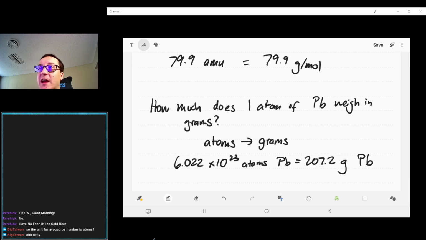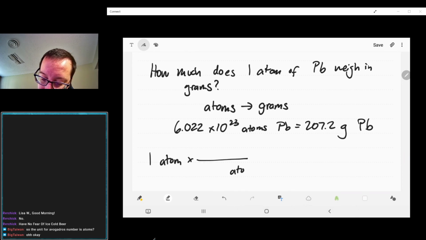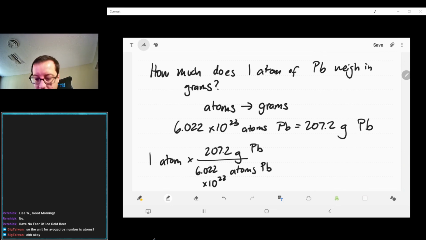So if we're just finding one atom, we can do that. We always start with what we're given. This is one atom. We're going to put atoms on the bottom so that they cancel out, and we're going to put grams on top. If we want to be very thorough, we'll include our substance as well. Sorry, I've run out of room there. We can do this conversion. We're going to see atoms will cancel out, and we'll be left with grams.